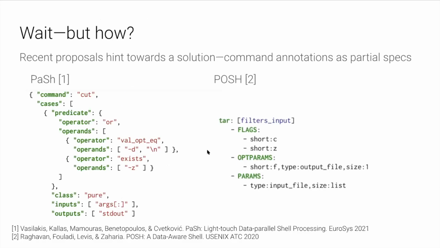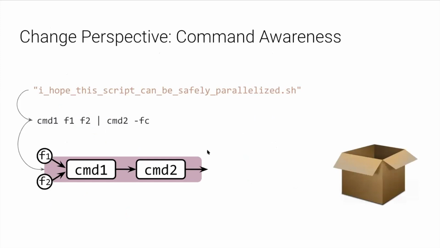Well, part of the insight here is provided by recent proposals such as PASH and POSH, which identified command annotations as a way to communicate partial specifications of individual black box command behavior. For example, these annotations can be used to express whether a command is pure, that is, whether it reads and writes only to files and streams, or whether it performs additional side effects. We leverage this insight to change our perspective. Rather than operating at the script as a black box level, we can zoom in and operate at the script as a composition of black box commands level. This change of perspective allows us to create a precise enough data flow graph model of shell pipelines, which can then be manipulated using transformations that expose parallelism in the data flow graph, as shown in the example earlier.